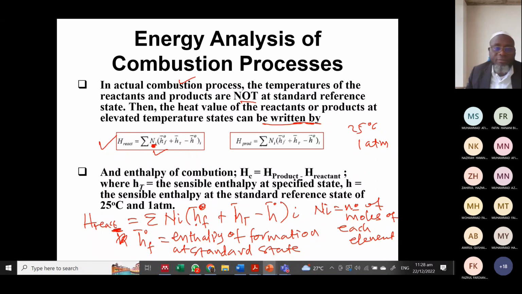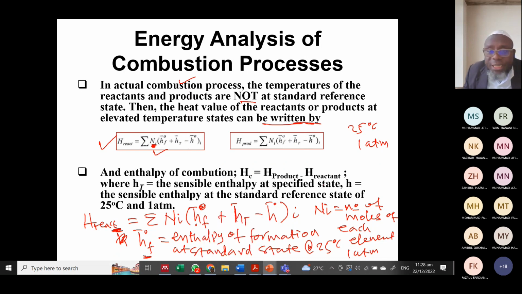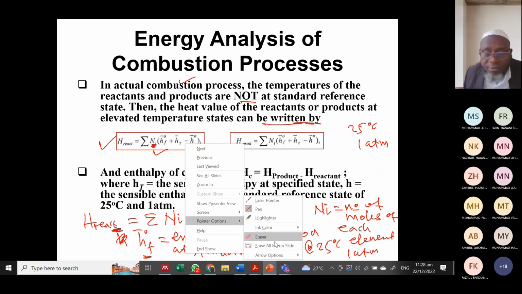And HT is the enthalpy of that element at the given state. So if I say enthalpy of formation at standard state, it means at 25 degrees Celsius and 1 atmospheric pressure. Okay, so allow me to delete this, then I'll define again.